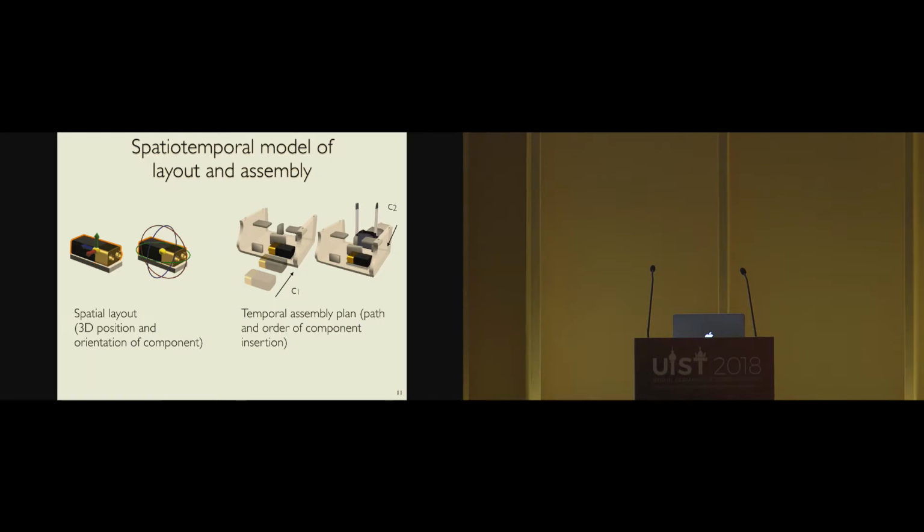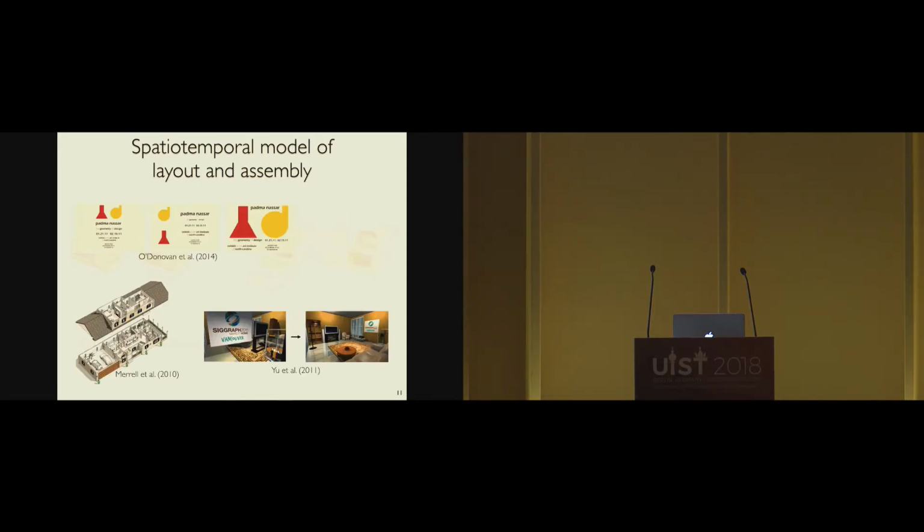The 3D layout of each component is represented by a 3D position and orientation, while the temporal assembly plan consists of the order in which each component will be inserted in the device, as well as the path along which each component will be inserted. This temporal aspect of our problem makes it really unique from other layout problems out there, such as document or website layout, building layout by Merrill and colleagues, and virtual furniture layout by Yu et al.